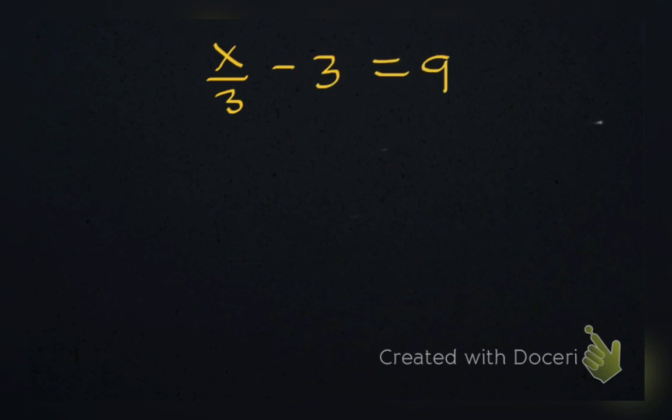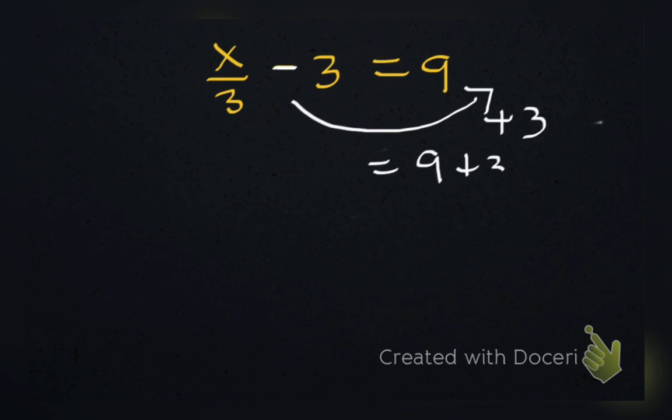So, let's consider this equation. We have a fraction. X over 3 minus 3 equals 9. So what we will do in this problem, we are going to move 3. So it changes the sign to positive 3. Let's bring down x over 3 equals 9 plus 3 equals 12. So x over 3 equals 12.